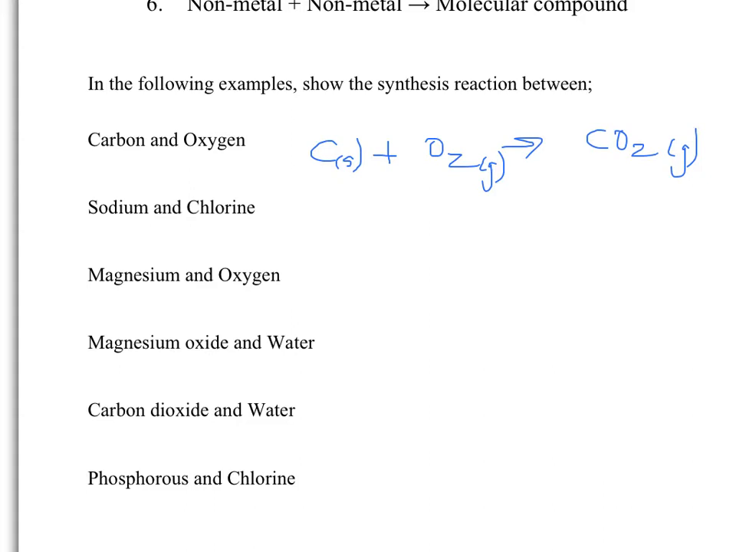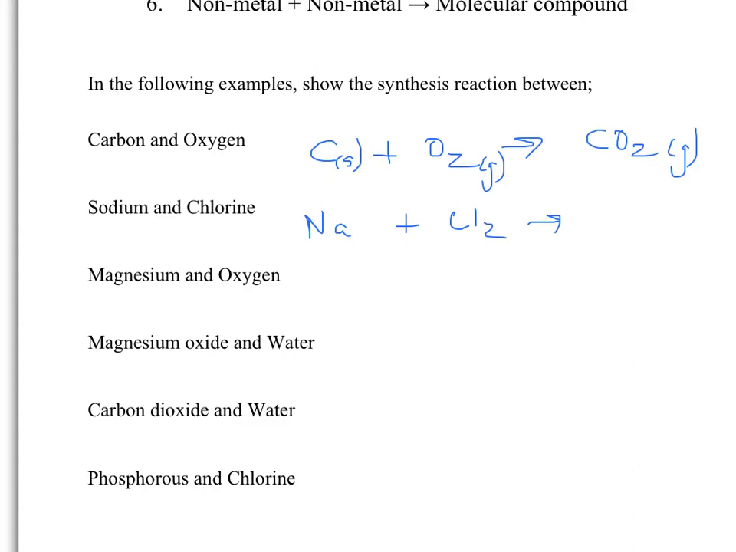Try out the other examples and see how you do. Here are the answers. Sodium plus chlorine. This is a metal plus a nonmetal, so it's going to make an ionic compound, pattern number 5.